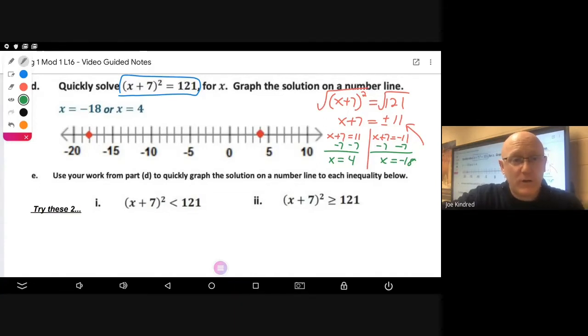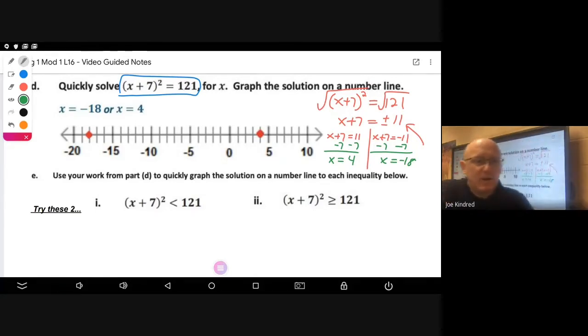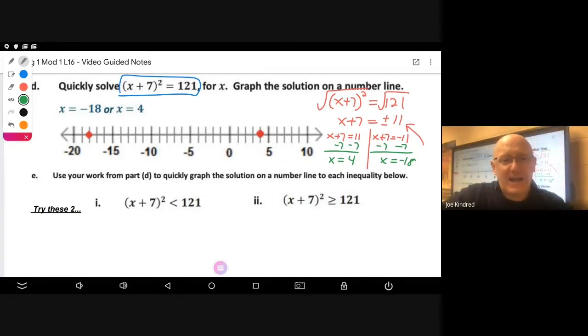Now, according to what we saw in the previous example, the next two should be fairly easy. Pause the video and try Roman numeral 1 and Roman numeral 2.